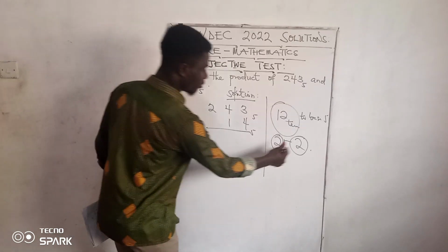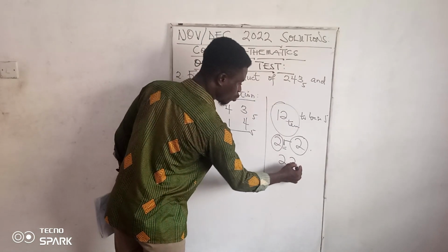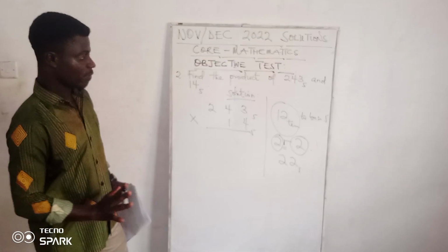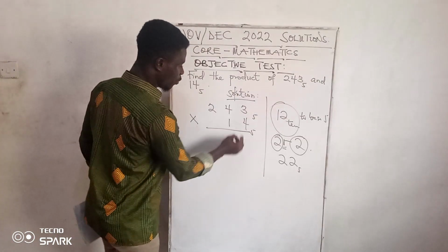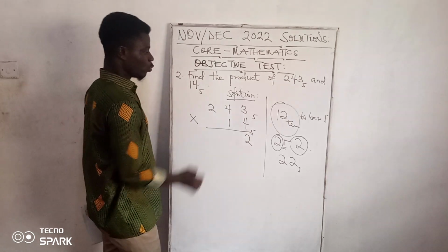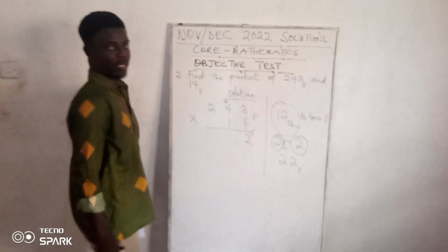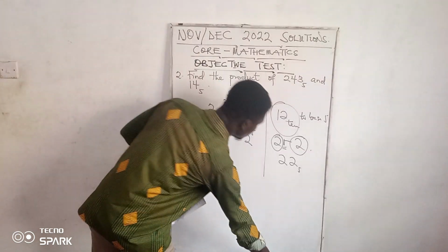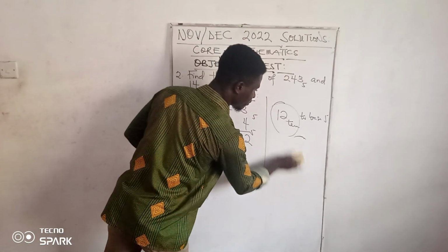So this time around, we combine it, then we get what? 22 base 5. So 22 base 5, which means I write my 2, then I carry another 2, right? Or you can better still do it like this.